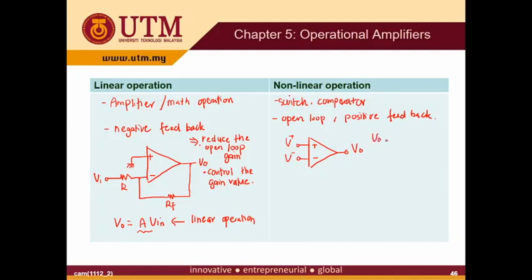So we start with this general equation for the differential amplifier. V out is equal to A times V plus minus V minus. So if A is infinity, what happens to the V out?